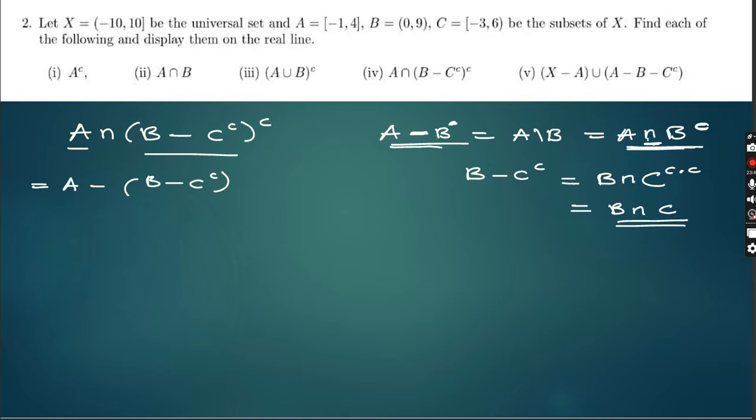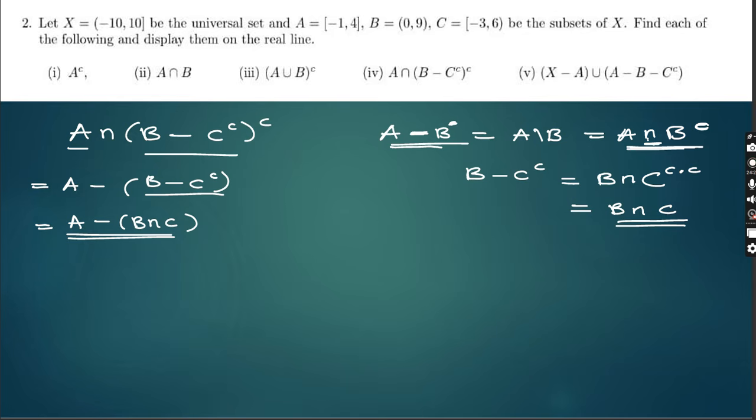If you don't understand, you can pause the video and play it back. That's how we understand videos. So this part now is going to be replaced by B intersection C. So I'm going to have A minus B intersection C there. It is not bad, guys. Let me just end here so that I may not confuse you more. Let's go and display this set on the real line.